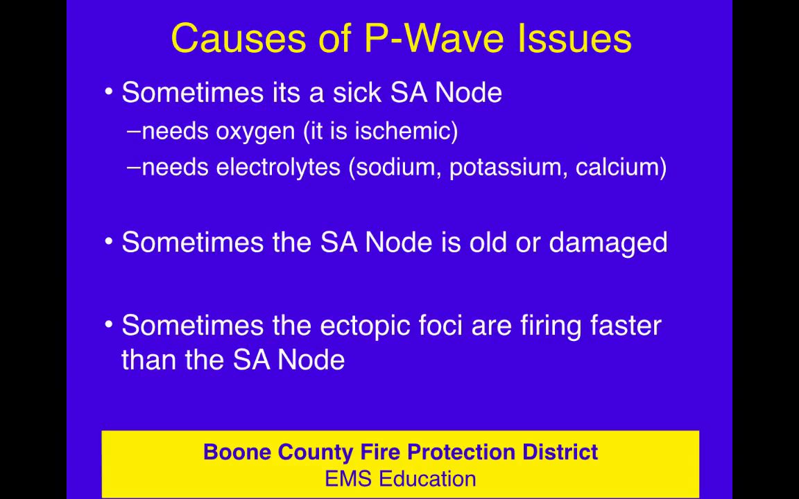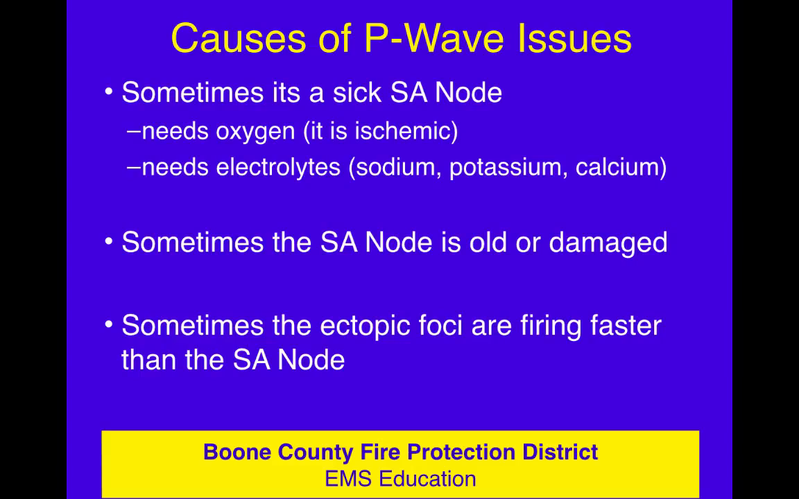So what causes P wave issues? Well, sometimes the SA node's just a little sick, a little tired, needs some oxygen, needs some electrolytes, and it'll come back around and start functioning right. Sometimes not. Sometimes it's old, damaged, and it's just not going to work.